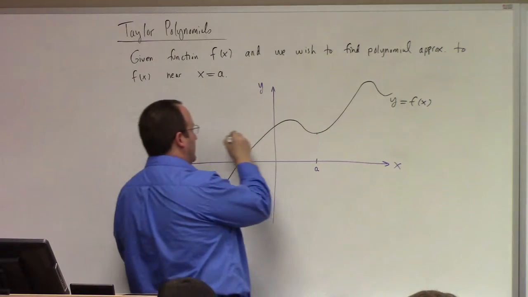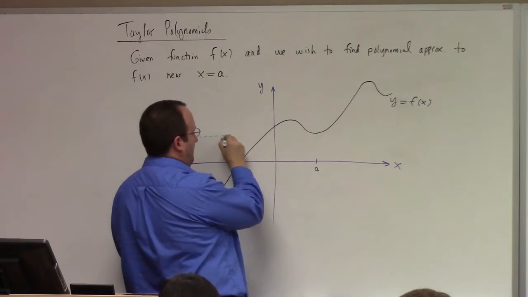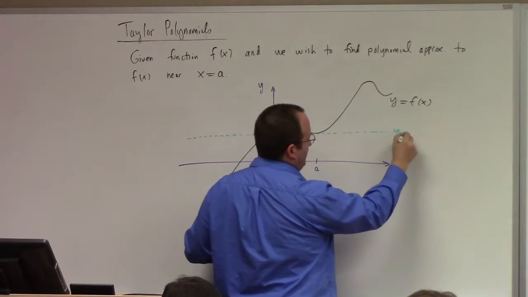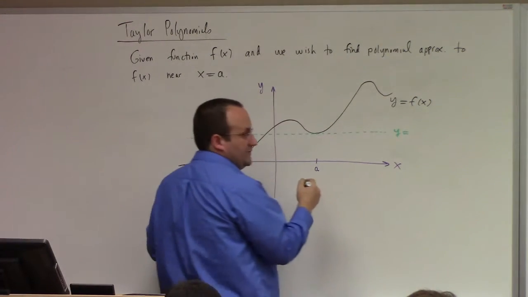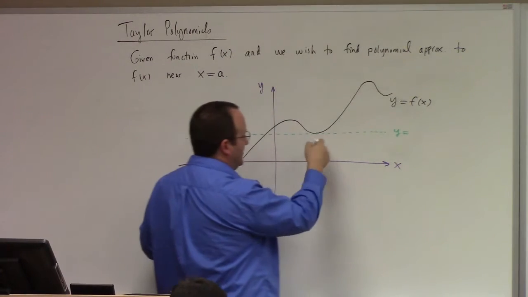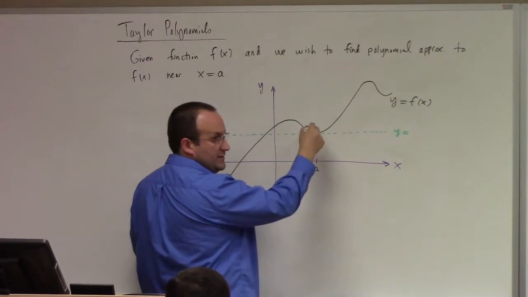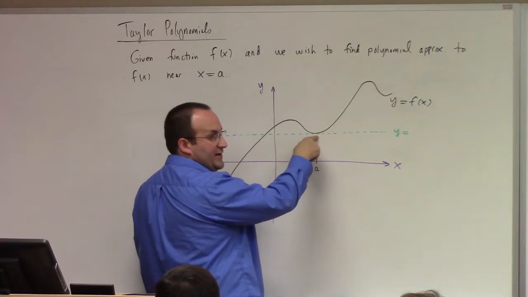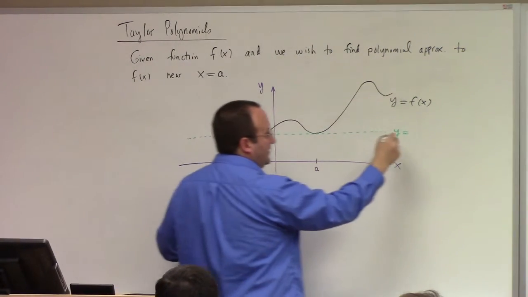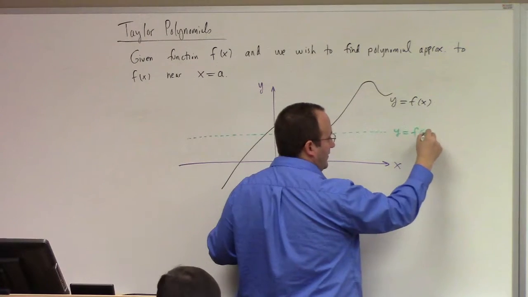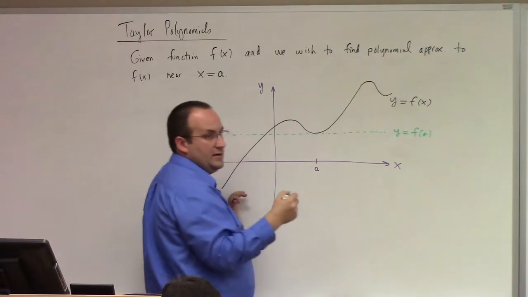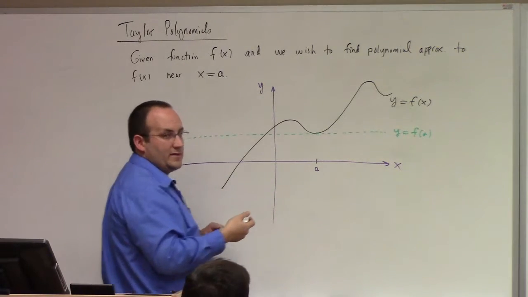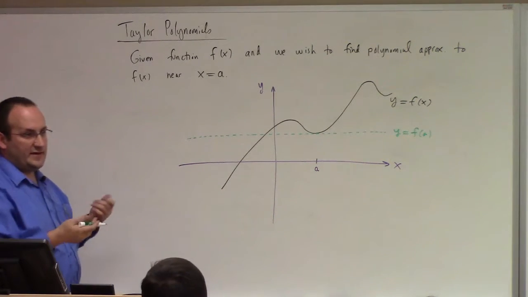It's just y equals a constant, right? So if we have y equals a constant, what's that constant going to be if it goes through this point in the graph? That point is a comma f of a, right? So that means y equals f of a. All right? This is very silly, but this is the zeroth Taylor polynomial of f centered at a.